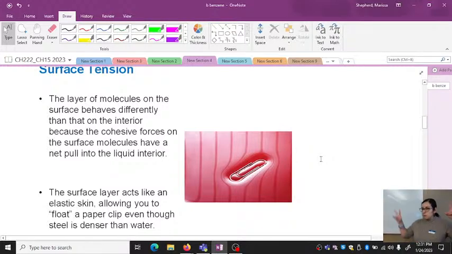And it's also why bugs can walk on water, or you could float a paper clip, for instance, if you were careful. We would normally expect a paper clip or a bug to not be able to float or walk on water, since their density is probably greater than water. But you can still float a paper clip if there's enough cohesion, so there's enough intermolecular forces keeping the water molecules all together, even though you have something heavy sitting on top. And so again, that's why bugs can walk across the water too.